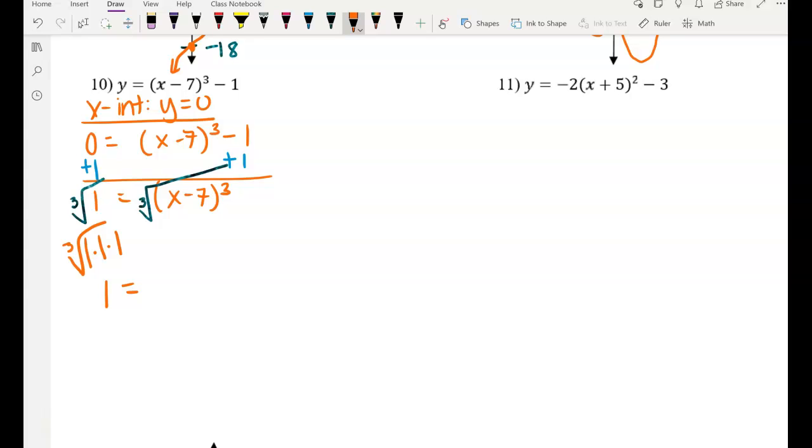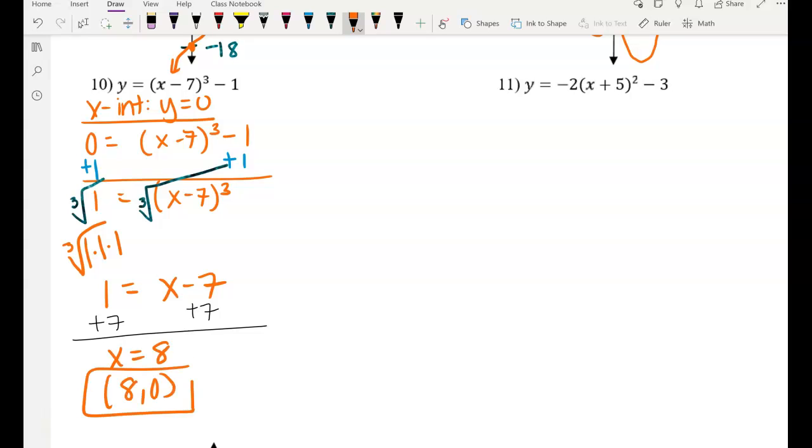So this one, cube root of quantity x minus 7 to the 3rd is now x minus 7. Add both sides with what? There's only one answer, one real answer. X equals 8. So x-intercept is 8, comma 0.